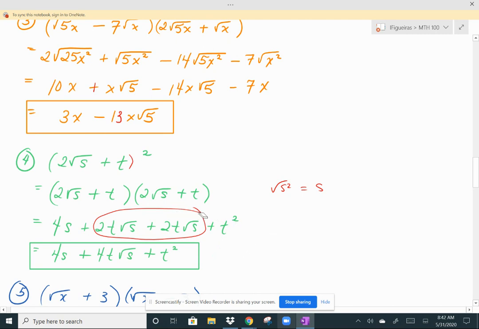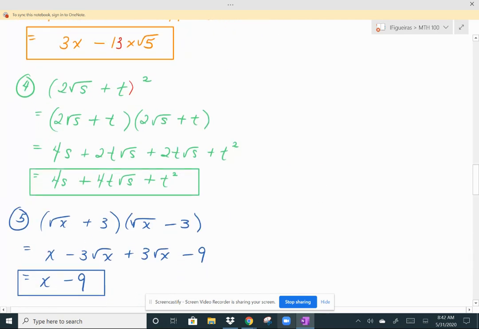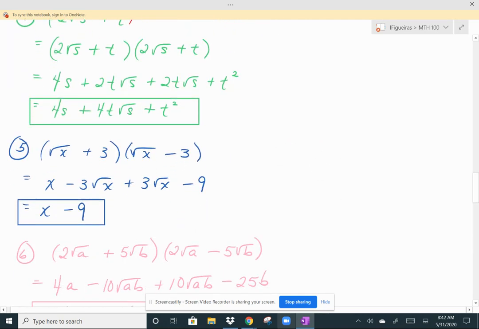Okay, so let's move on. Here we have what we call conjugates, when you have the same two expressions, except one is being added and the other one is being subtracted. When you get conjugates, things cancel. So I want to show that to you in these next two examples.